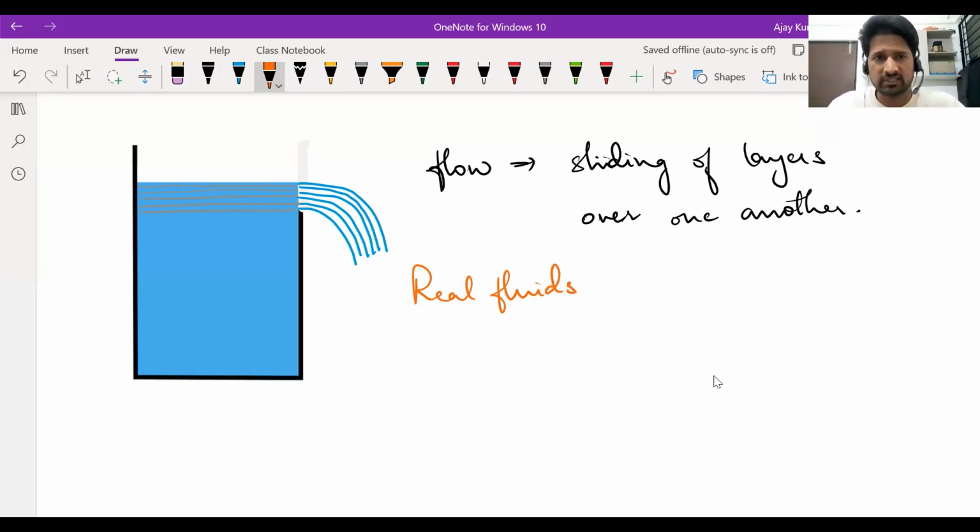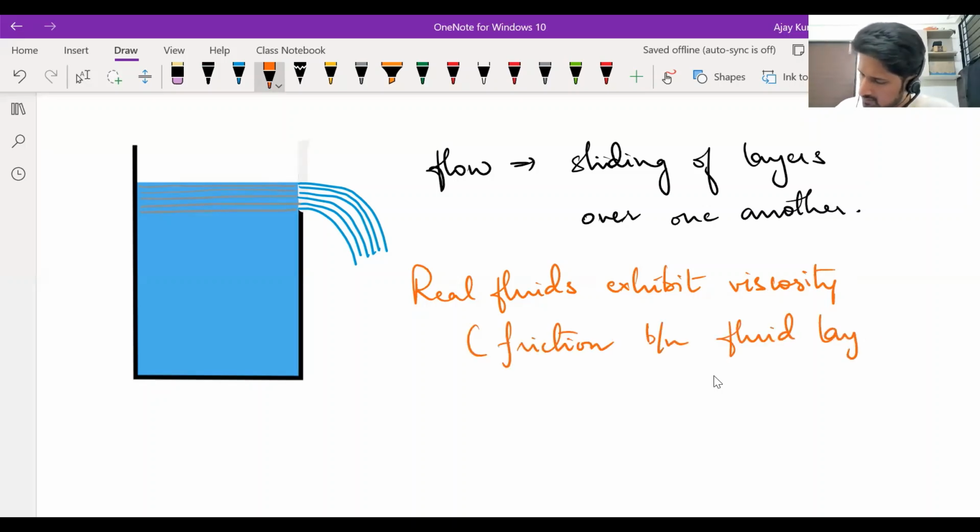You all must be aware of something called viscosity. Some fluids are thicker than other fluids in terms of flow. For example, water can flow relatively easier compared to honey or gum. So different fluids show different amounts of resistance to flow. Some fluids are very free flowing. Some fluids are not that easy to make flow. So real fluids exhibit something called viscosity. What is viscosity? So real fluids are viscous.